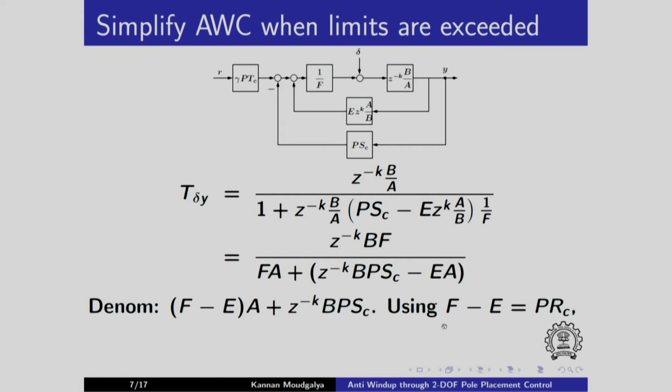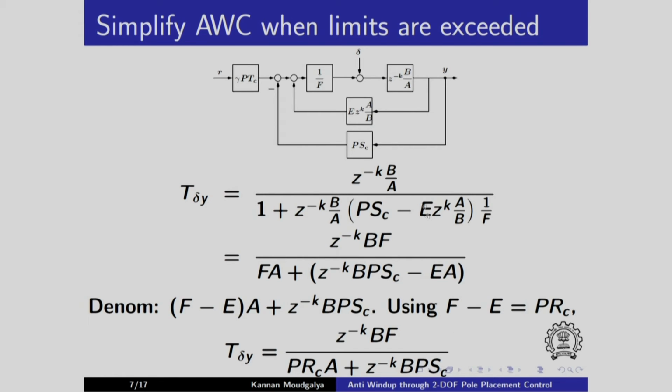Now recall that we defined f minus e as PRC. This is what we had written in blue earlier. I substitute that in the denominator. So the numerator remains the same, z power minus k into bf. The second term remains the same, z power minus k into bpsc, and here f minus e becomes PRC. So I have PRC into a in the place of f minus e into a.